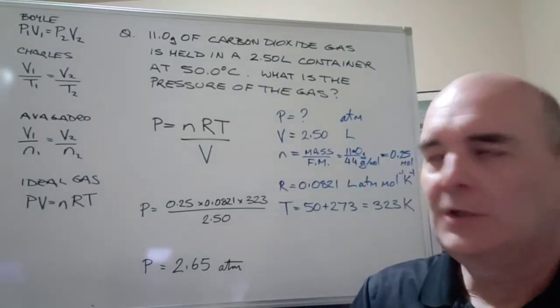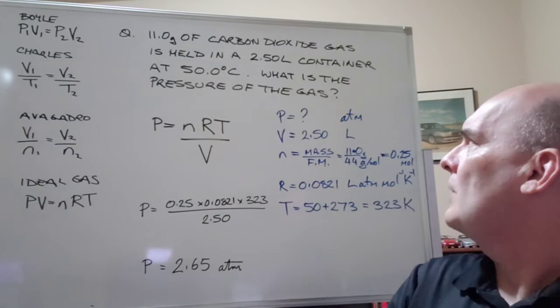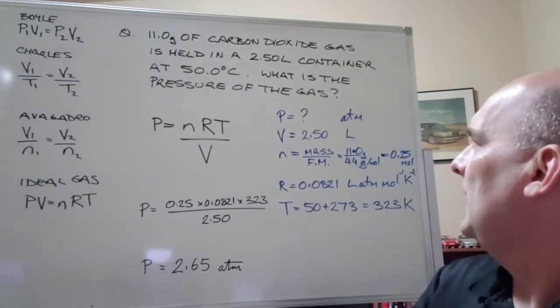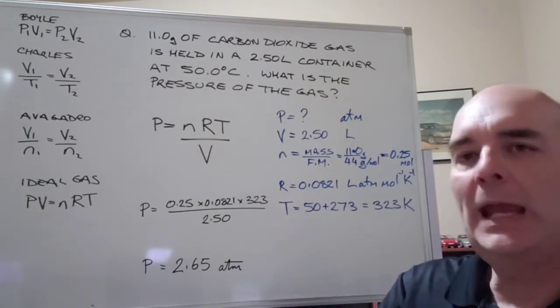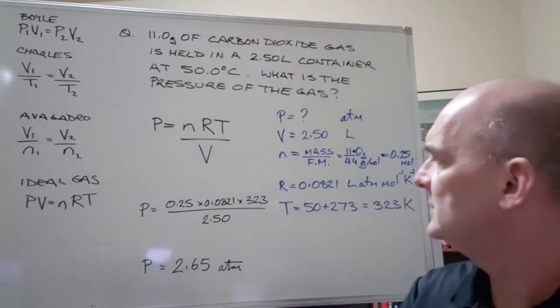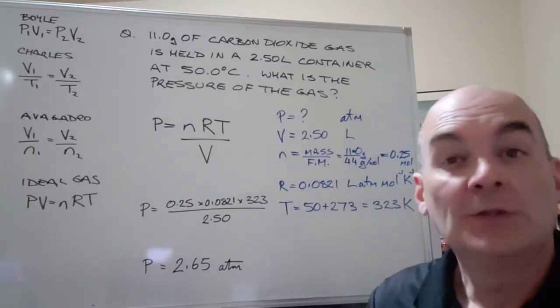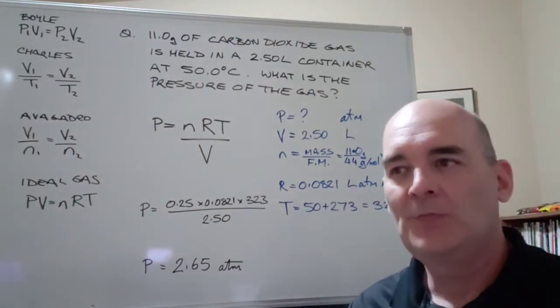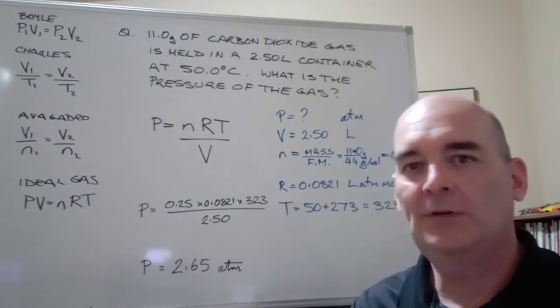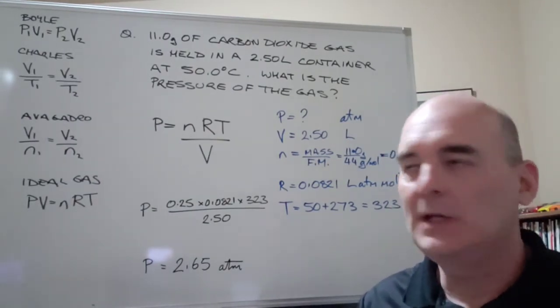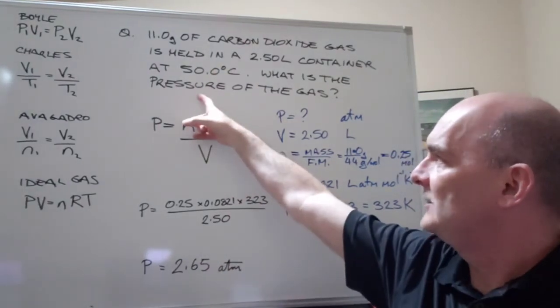Here's our next question. 11 grams of carbon dioxide gas is held in a 2.5 liter container at 50 degrees Celsius. What is the pressure of the gas? So this question doesn't ask about change. It gives us lots of information and then asks us to find the missing number, in this case being pressure.